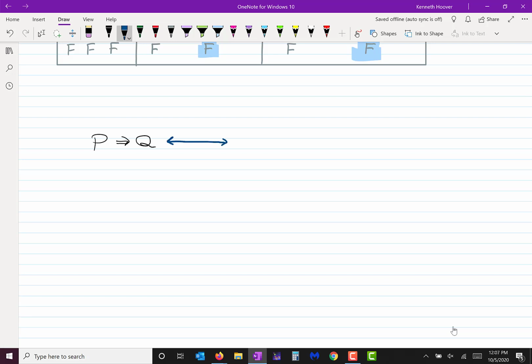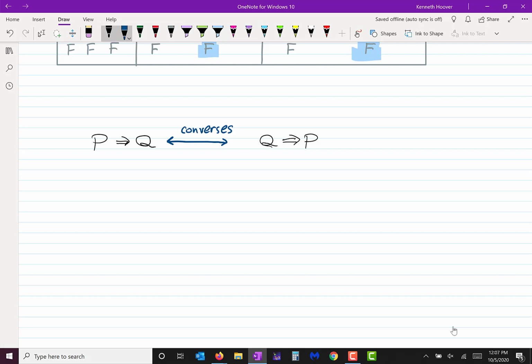I think I've shown this to you before, I'm not positive though. The converse of that is Q implies P. They're converses of each other. It's a two-direction relationship. Okay? Those are not logically equivalent at all.